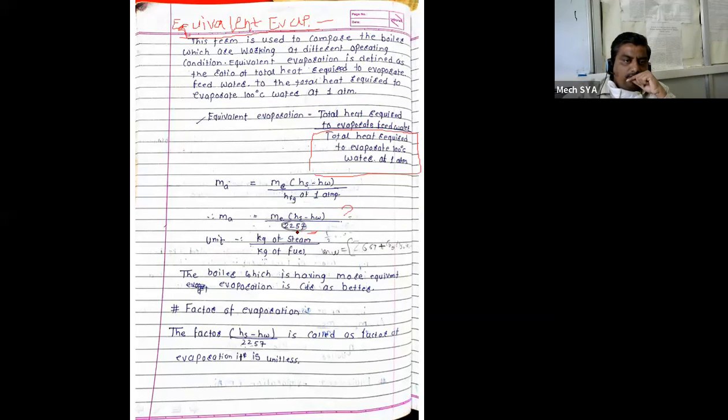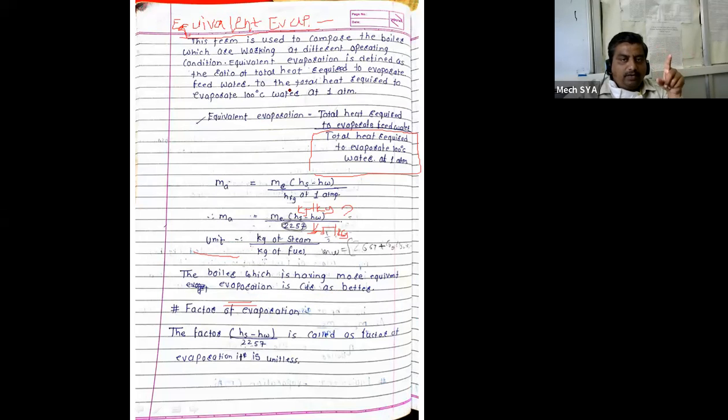Now 2257 and HS minus HW have the same unit. What is the unit of HS minus HW? Kilojoule per kg, since this is also steam enthalpy. Therefore kilojoule per kg will get cancelled. And what is the unit of ME? Evaporative capacity, kg of steam divided by kg of fuel, will remain as the unit of the equivalent evaporation. And the boiler having more equivalent evaporation is considered a better or good boiler.